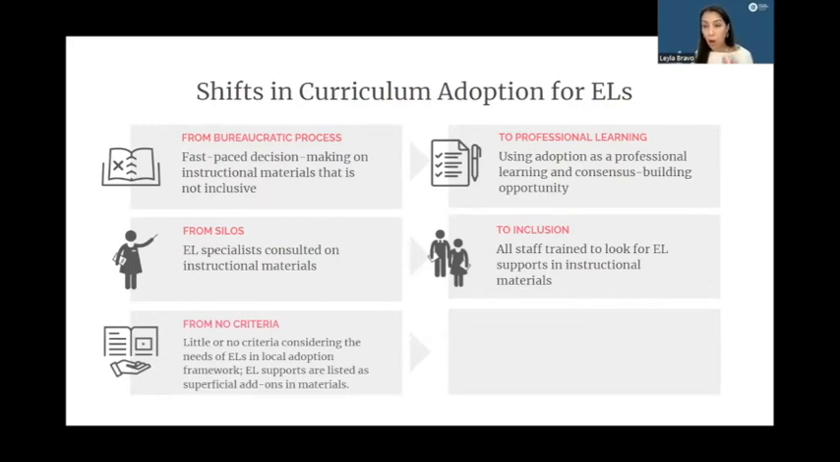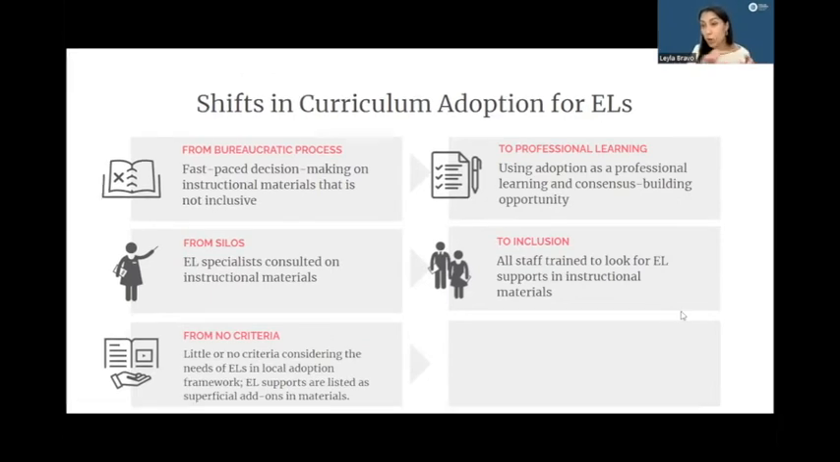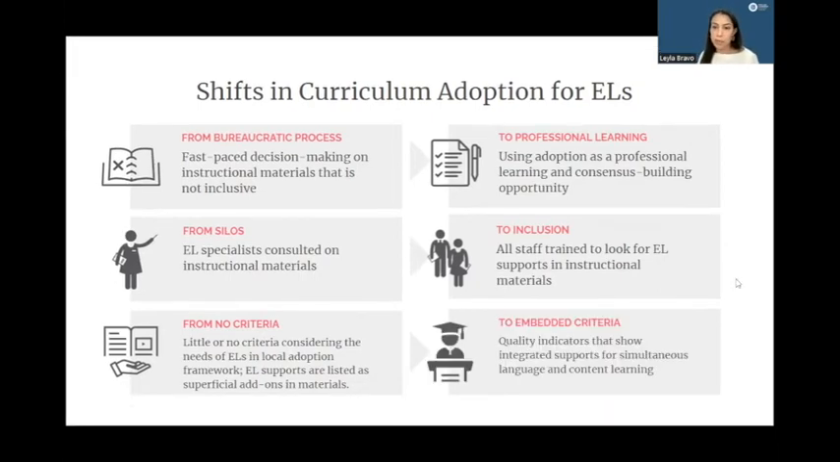And often in the actual criteria, there's very little said about English learners. Sometimes it's one line that says, it is inclusive of English learners, without really defining what that means. And what we're really advocating for, next slide, is embedded criteria. So when we say embedded criteria, what we mean is, within the criteria that is already established, really embedding this idea of language and content being learned simultaneously and outlining what that actually looks like in curriculum.